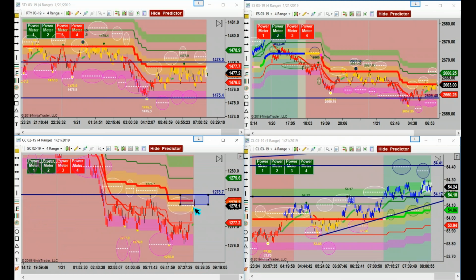Now, if you do take this gold out of this box, just be careful with it. Don't let it go back above this swing right here.